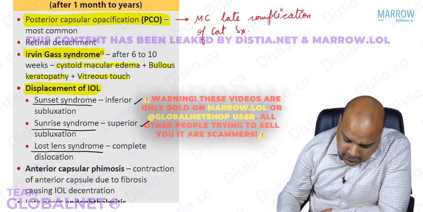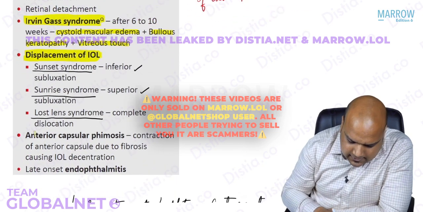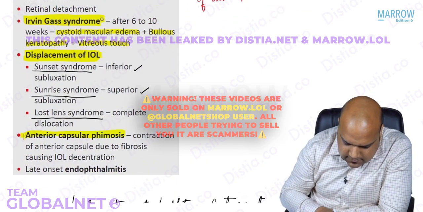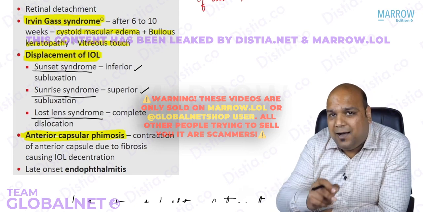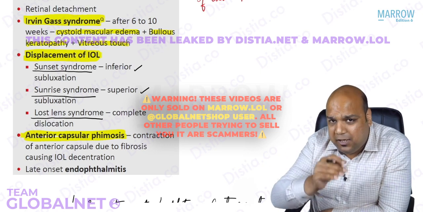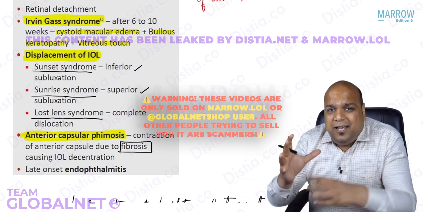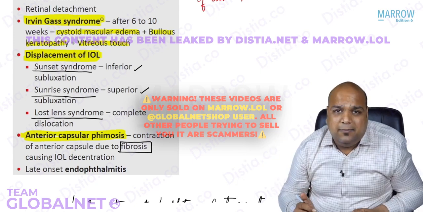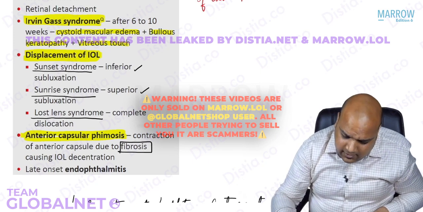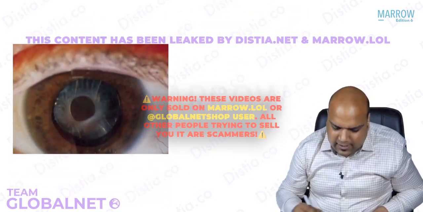Now, the next complication, everybody, is anterior capsular phimosis. The anterior capsule, everybody, the margin or periphery of which you had left, becomes fibrosed. It contracts, everybody, and thus displaces the IOL a little. Okay, I'll show you a photograph. This doesn't occur very commonly, but whenever it occurs, it looks like this.